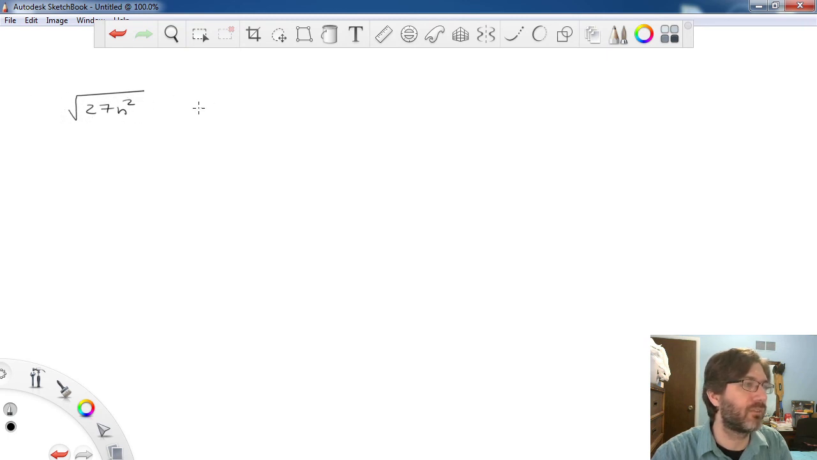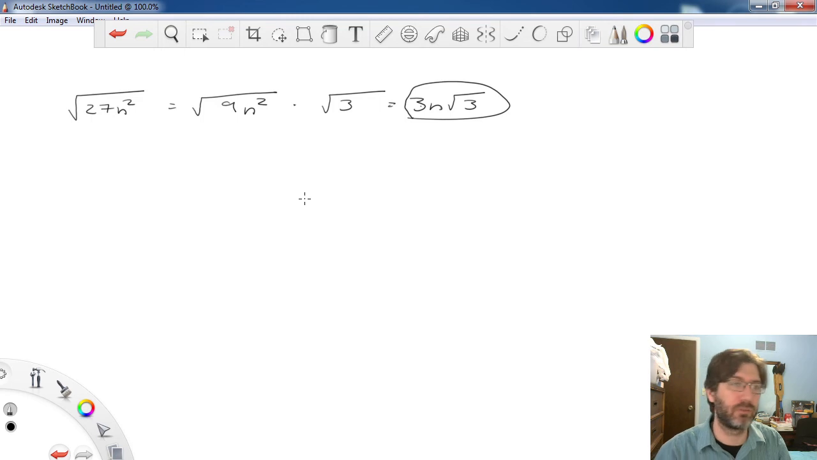Here we have 27. So the 27 is 9 and 3. And then the variable is squared, so we're going to stick that with the perfect square one. And there's not going to be any variable here. I stuck it all over here. So over here, I can then solve for each of them. The square root of 9n squared is going to be 3n. The square root of 9 is 3. The square root of n squared is n. And then that's going to be multiplied by the square root of 3. So this here would be your answer: 3n times the square root of 3.